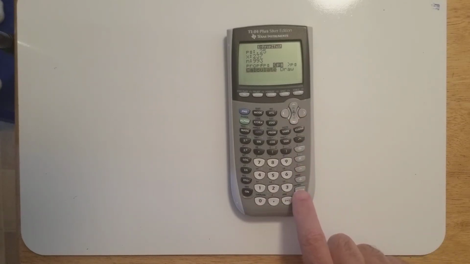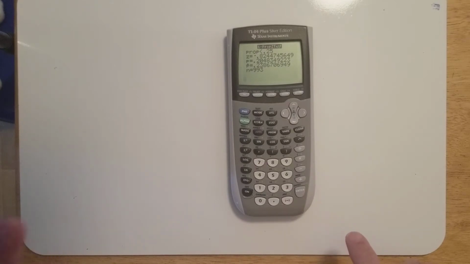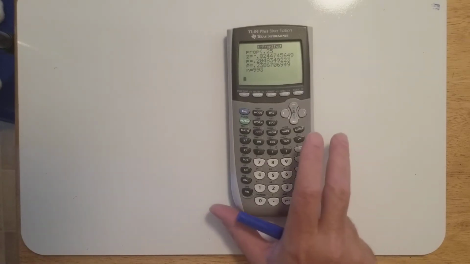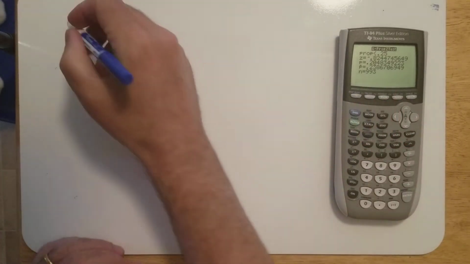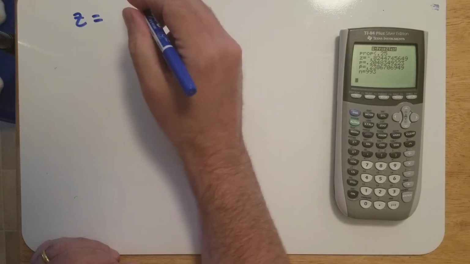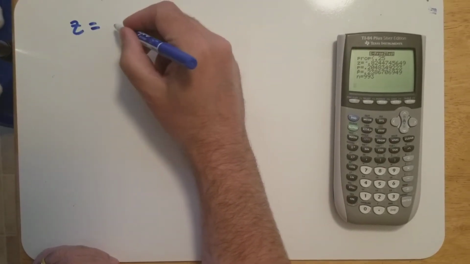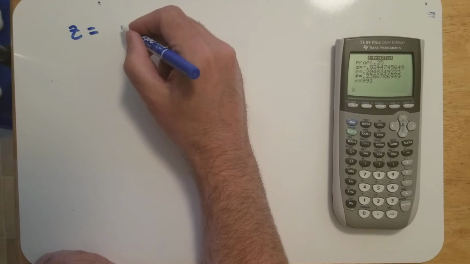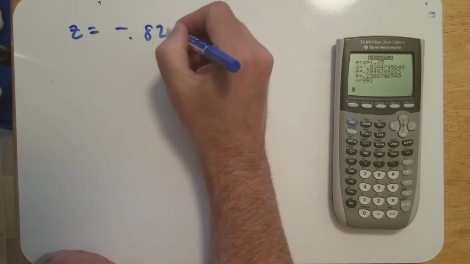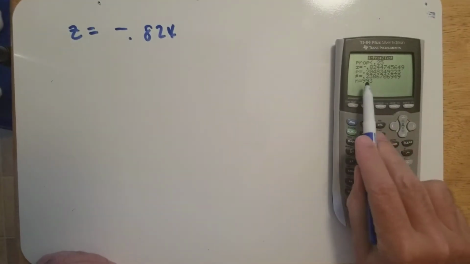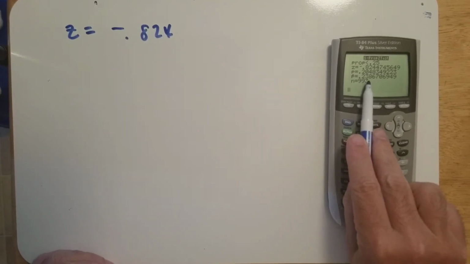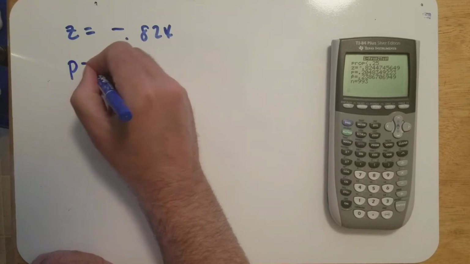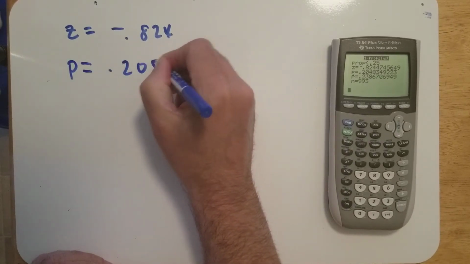And when the magic button is hit, it gives out some values. Now there are two of these that we are going to use for answering the homework questions. The first thing is the z value, which is negative 0.824. I'll round it off to 3 decimal places. And the all-important p-value, which again I'll round off to 3 decimal places, is 0.205. P equals 0.205.